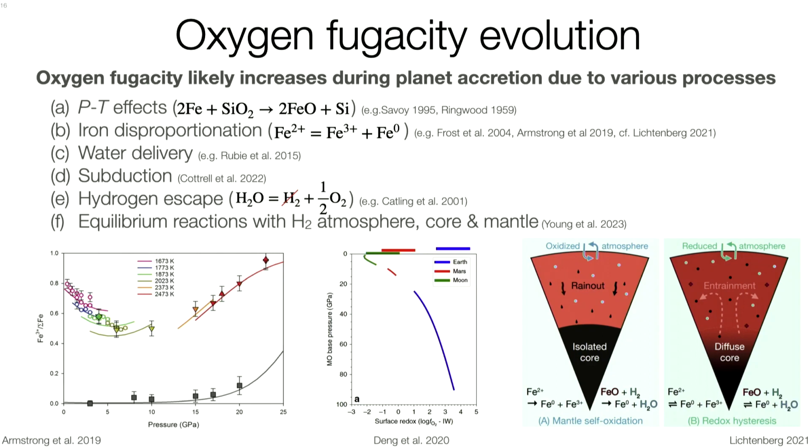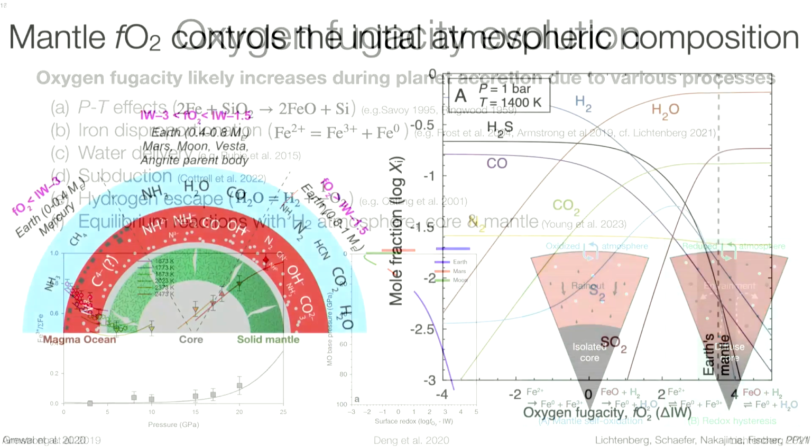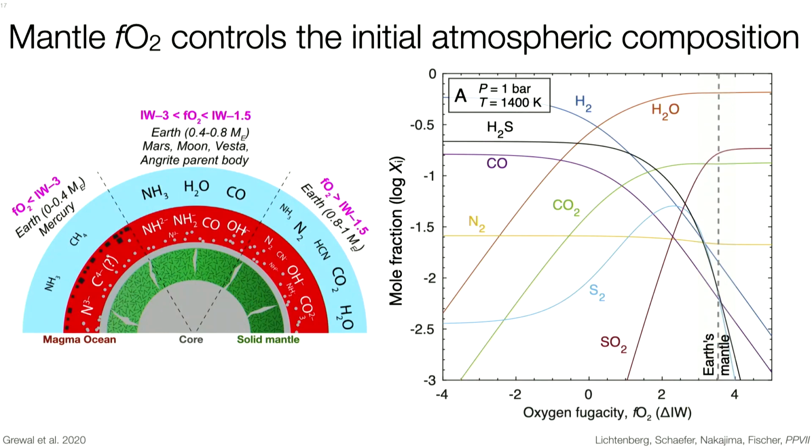And also water delivery, subduction, and hydrogen escape affect the oxygen fugacity. And also a recent paper, which was published yesterday, indicates the equilibrium reaction with the hydrogen atmosphere, core, and mantle could also contribute to the evolution of oxygen fugacity. Why do we care? Because it also affects the atmosphere. So this is a schematic view of atmospheric species as a function of oxygen fugacity. At the end of the planetary accretion phase, the planetary surface would be covered by a magma ocean, and the magma ocean would be interacting with the atmosphere.